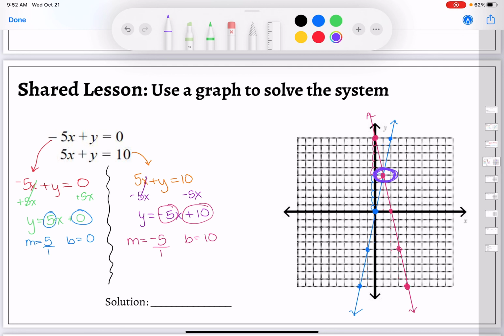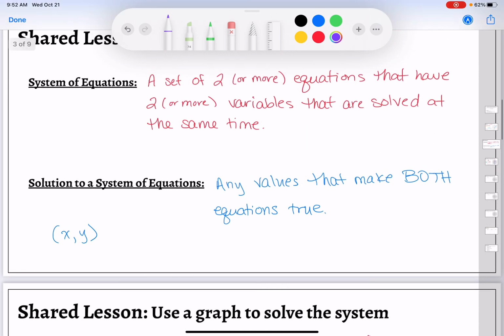So my solution to this system will always be a point, an x and a y, where those two lines intersect. So that would be at 1, 2, 3, 4, 5, at the point 1, 5. So my solution is always a point, and it is the point where the lines intersect. So I'm going to go back up here to my definition of a solution to a system, and add in here the point, or maybe it's more than one, right? Point or points where the lines intersect. That's how we'll know that it works in both equations.